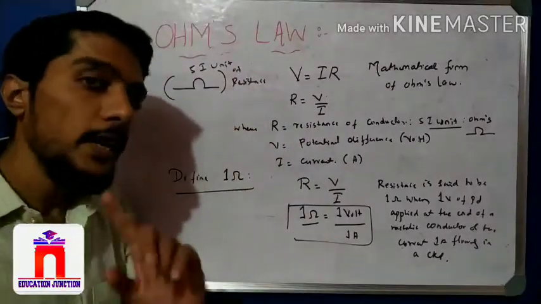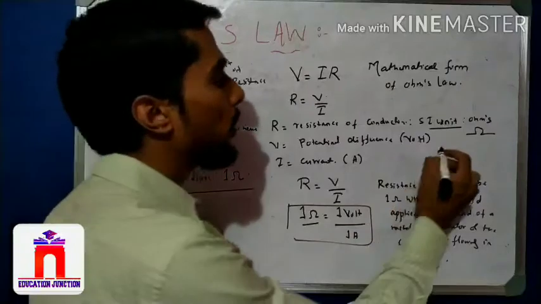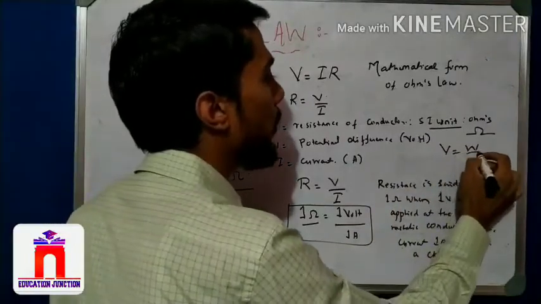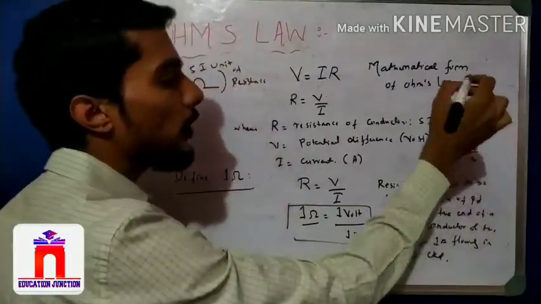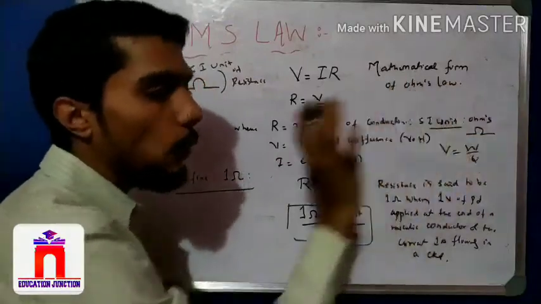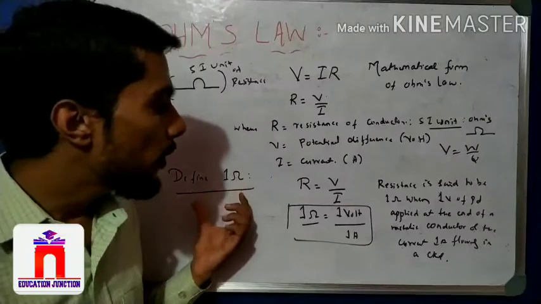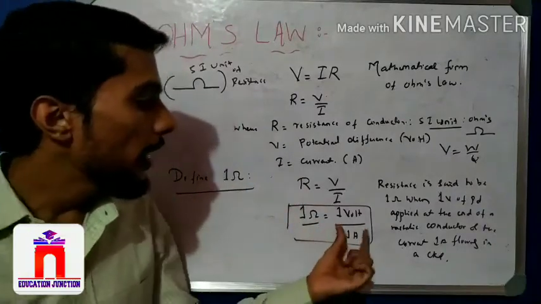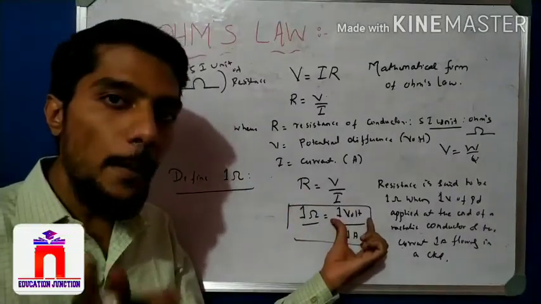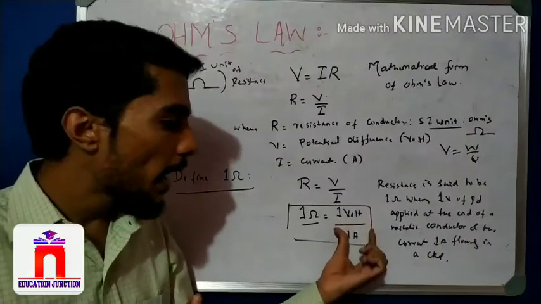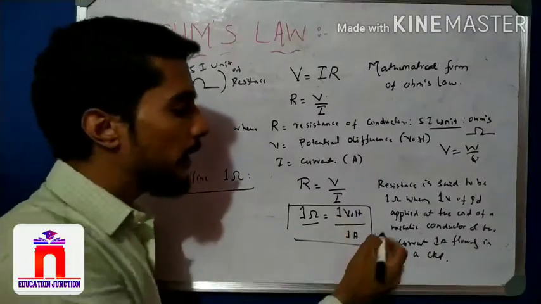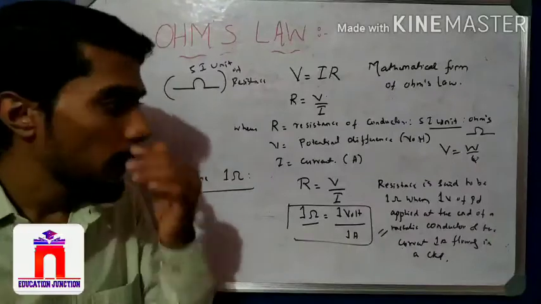So, very important: define 1 volt. Here, for 1 volt, V is equal to W by Q. 1 joule of work required to move 1 coulomb of charge is 1 volt. What is 1 ohm? Resistance is said to be 1 ohm when 1 volt of potential difference is applied to the ends of a metallic conductor and the current is 1 ampere. In that case we get 1 ohm of resistance.